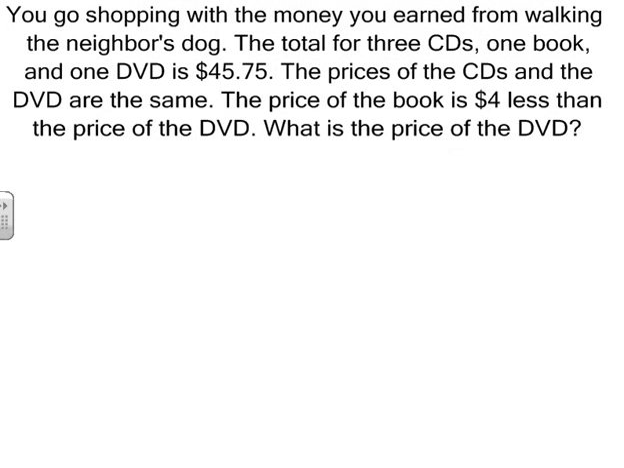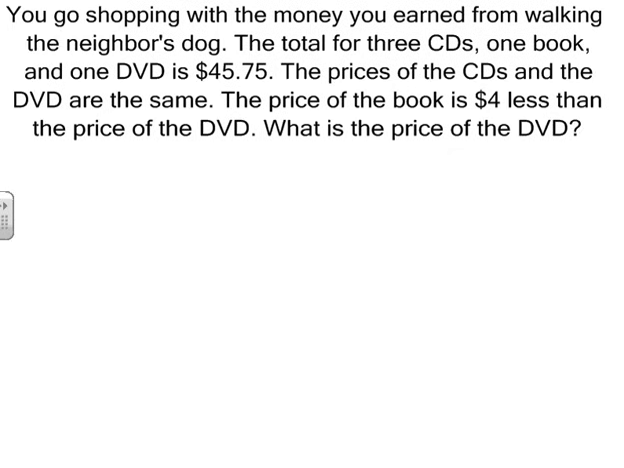All right, final example for today. We're going to break apart a word problem and come up with an equation to represent it. You go shopping with the money you earned from walking a neighbor's dog. The total for 3 CDs, 1 book, and 1 DVD is $45.75. The prices of the CDs and the DVD are the same. The price of the book is $4 less than the price of the DVD. What is the price of the DVD?